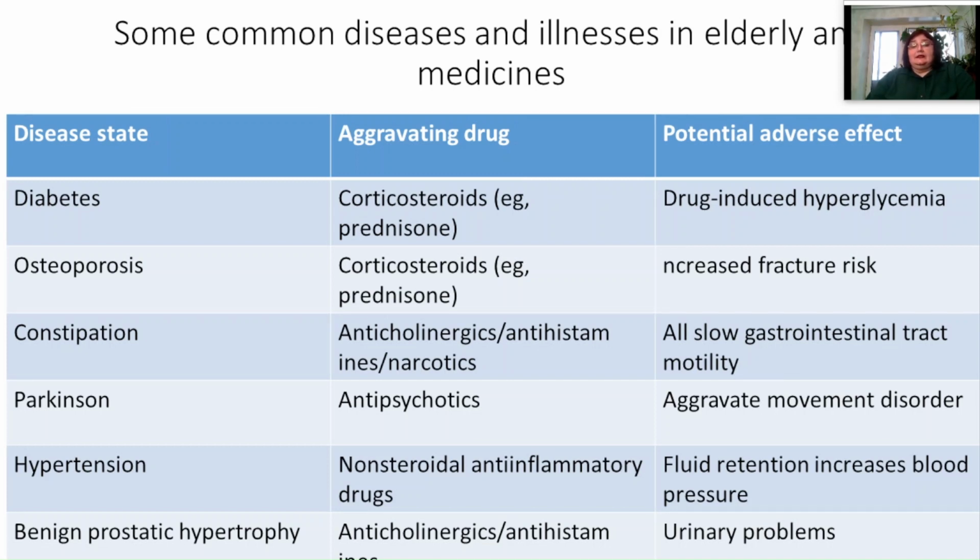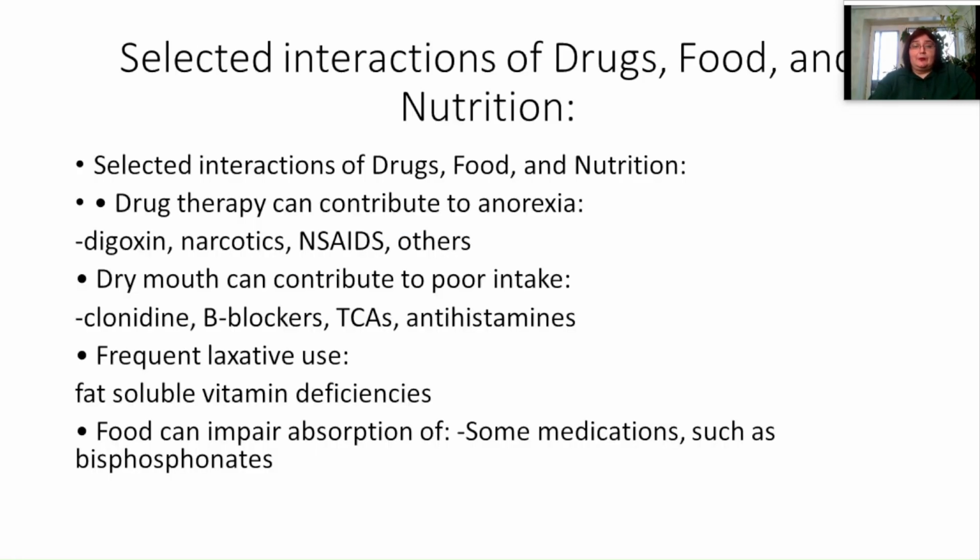Constipation: anticholinergics, antihistamines, narcotics, all slow gastrointestinal tract motility. Parkinson's: antipsychotics aggravate movement disorder. Hypertension: non-steroidal anti-inflammatory drugs as aggravating drugs, and a potential adverse effect is fluid retention, which increases blood pressure. Benign prostatic hypertrophy: anticholinergic, antihistamine drugs can cause urinary problems.